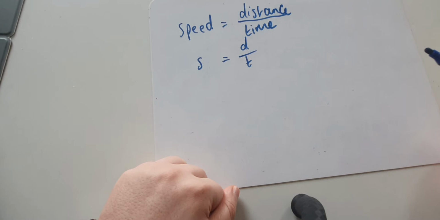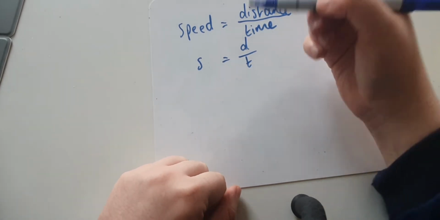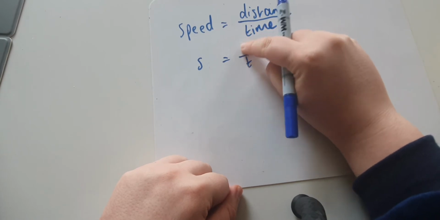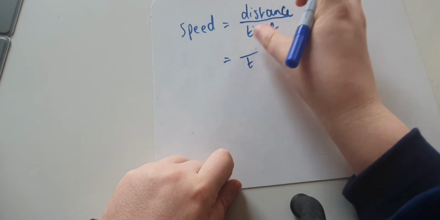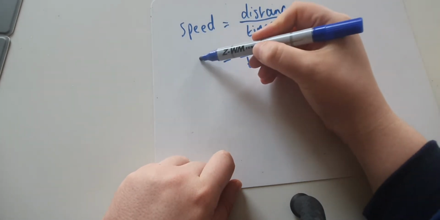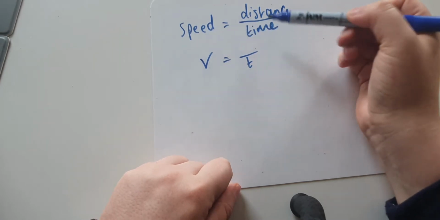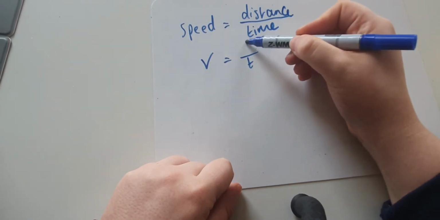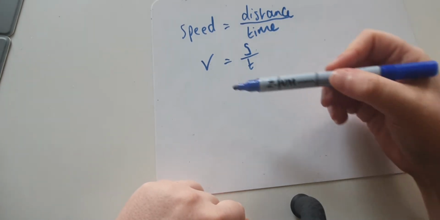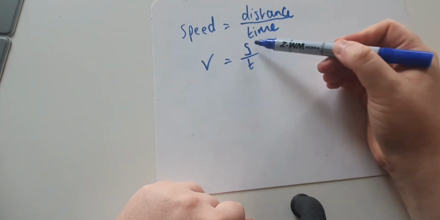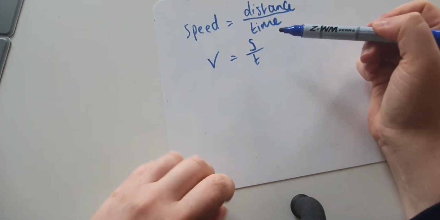Now that this is basically a GCSE video, we have to change those. And I know you guys won't be happy about it, but don't shoot the messenger, okay? So we use V basically for velocity, and we use capital S for displacement. Okay, so now it's capital V equals capital S over T. Okay, and that's the equation you need to remember.